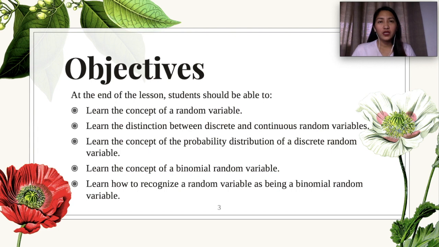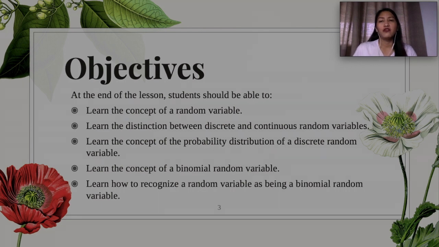So what are the objectives of this lesson? Una, for you to be able to learn the concept of a random variable, to learn the distinction between discrete and continuous random variables, and then also the concept of the probability distribution of a discrete random variable, and also the concept of a binomial random variable and how to recognize a random variable as being a binomial random variable. So these are the objectives for part 1.